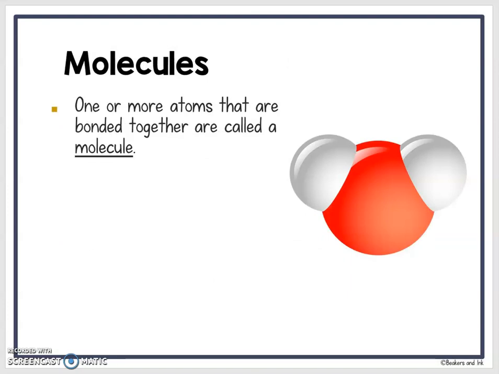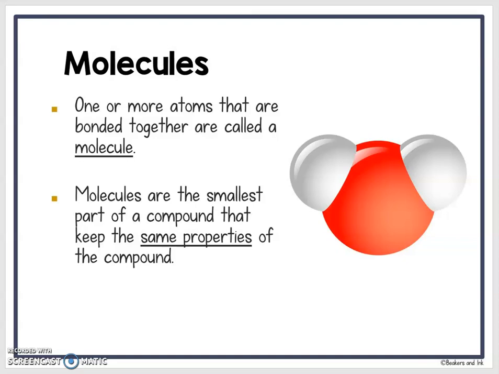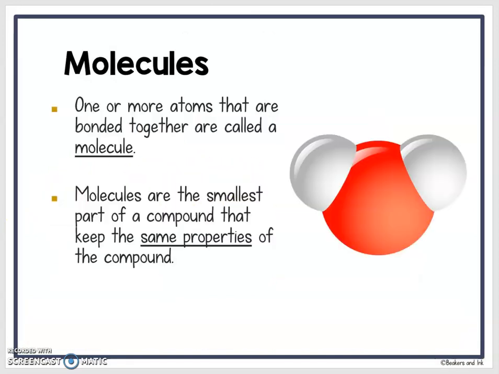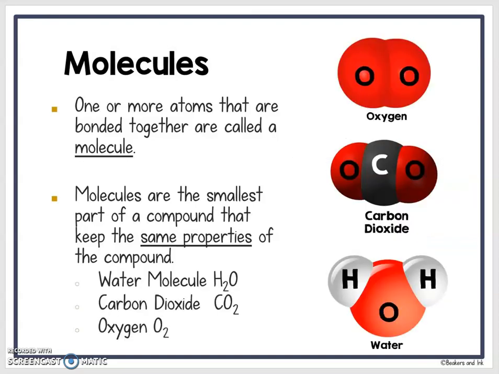One word that I know you're all familiar with from our vocabulary is molecules. One or more atoms that are bonded together are called a molecule. Molecules are the smallest part of a compound that keep the same properties of that compound. So if you broke a compound all the way down to just its molecules, it would still have the same properties that the whole substance has put together. For example, we can see oxygen, carbon dioxide, and water are all molecules.